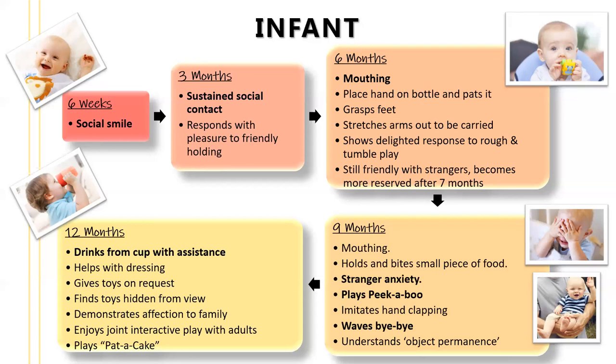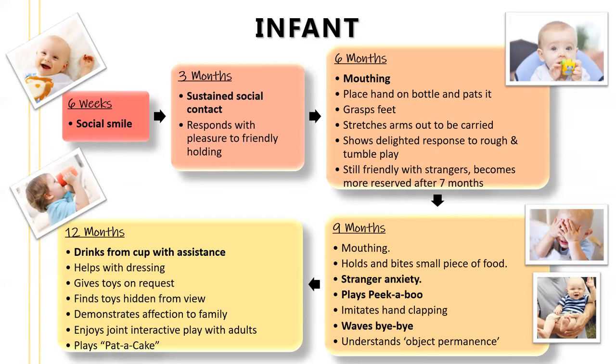Okay, next. For infants, at 6 weeks they will have the social smile, where smiling emerges along with imitation of facial expression. If at this stage the smile doesn't occur, it is a red flag. Next, at 3 months, they will have sustained social contact, where their smile and other facial expressions synchronize with those of the caregiver. They also respond with pleasure to friendly holding.